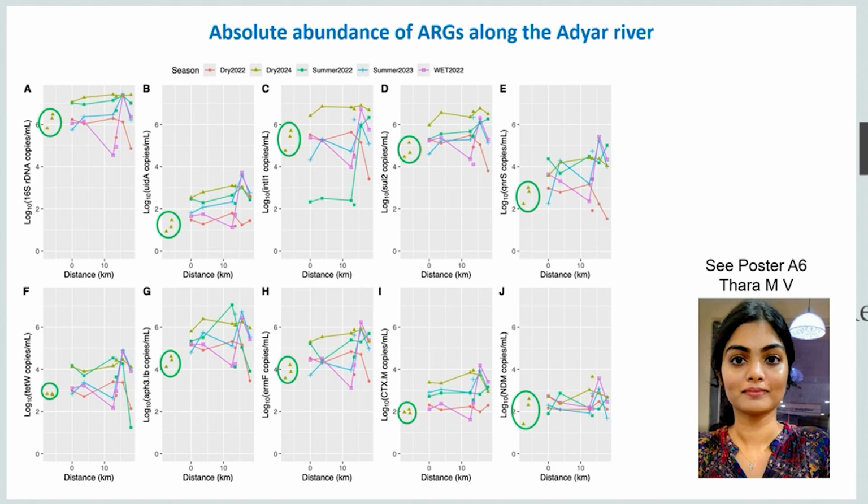that the sampling locations in the river tend to be higher in resistance levels, but sometimes it's not much difference really to the cleaner upstream samples. There's still a poster up there from Tara that you can have another look at when you're interested in the Adyar River, and I'm also trying to answer questions to that.